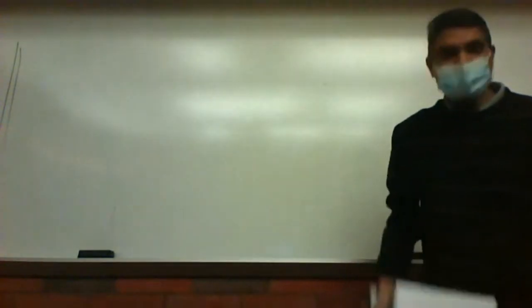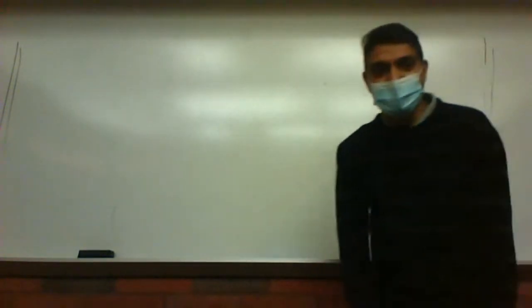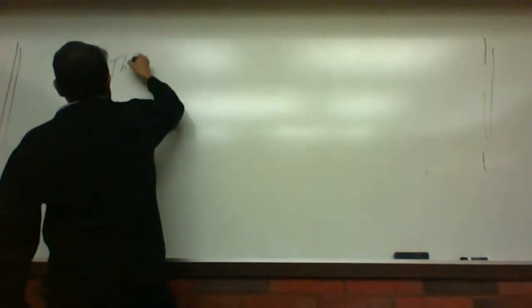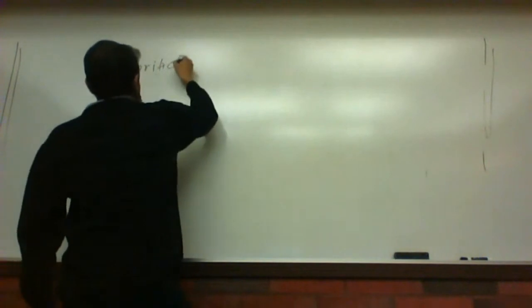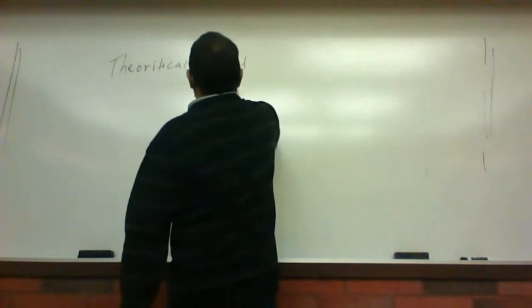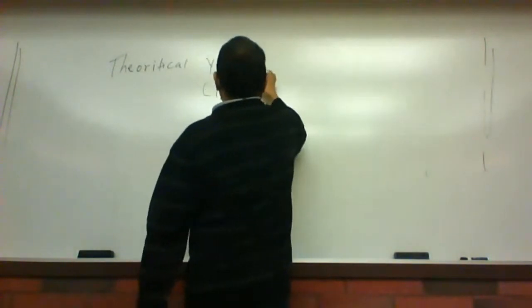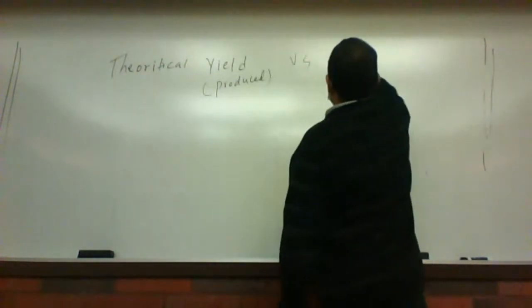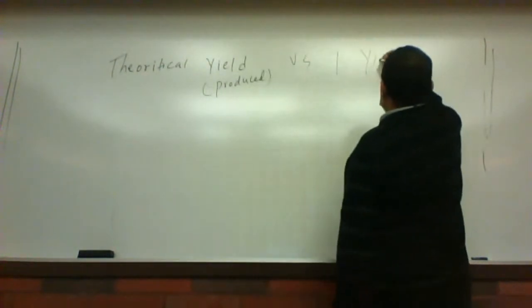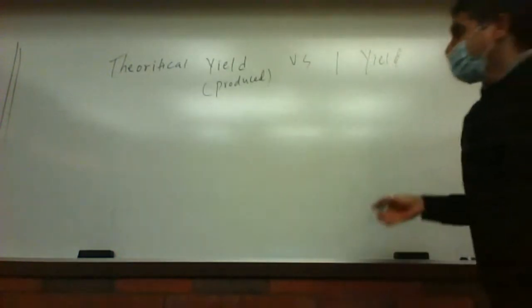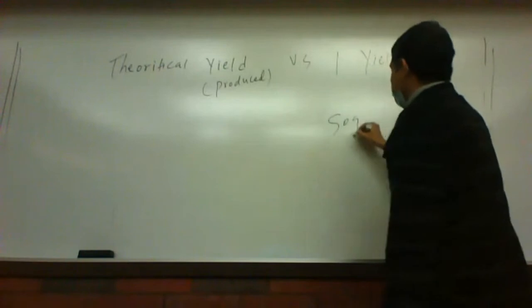I'm on slide number 1 from today's lecture. Yeah, slide number 1, so no question here. Now there are two things: theoretical yield versus percent yield. Yield means produce, how much we produce. So if you do the reaction, say you will get 50 gram of water.